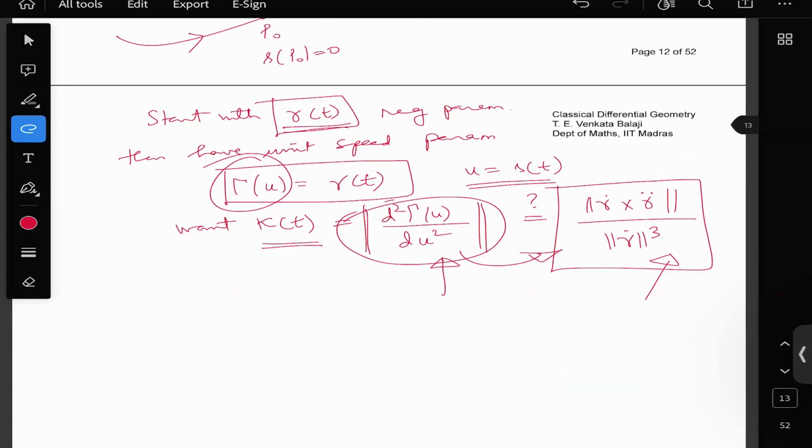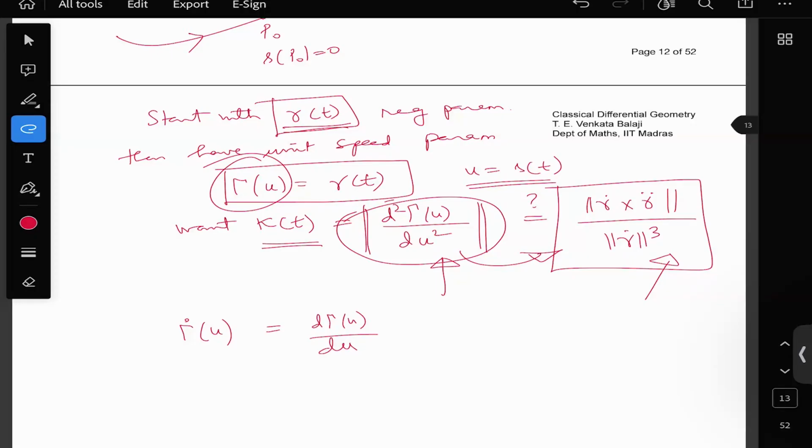Why is this capital gamma u unit speed? If you calculate gamma dot u, this is d gamma of u by du. Remember, this dot is always the first derivative with respect to the argument. When I write gamma of u, the variable is u, and gamma dot is d by du. Whereas when I write small gamma dot of t, the dot there is d by dt. So you have to be careful about that.